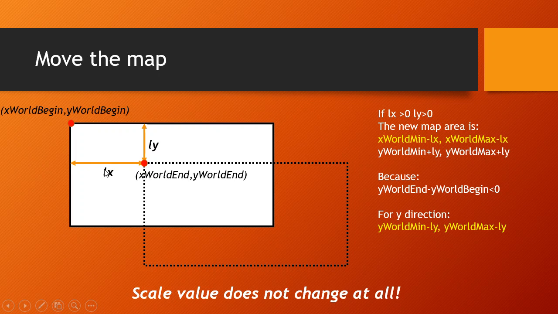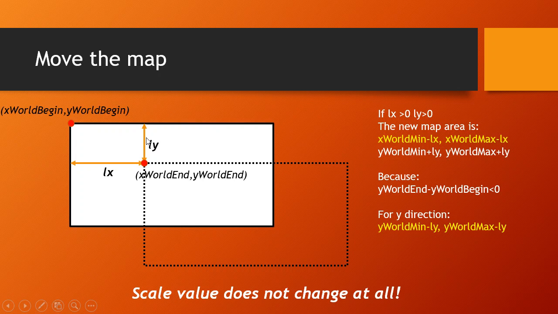So, if this is a length Lx in the x direction, and this is a length Ly in the y direction, and we assume they are all positive values, the new map area should be x world minimum minus Lx, x world maximum minus Lx, y world minimum plus Ly, y world maximum plus Ly, because Ly is a positive value, and in this process we drag the map down.